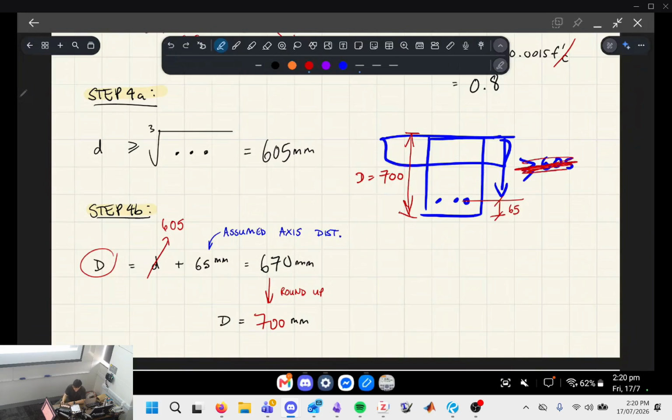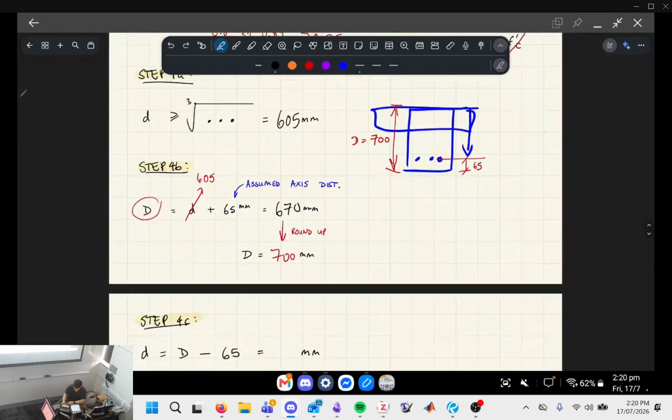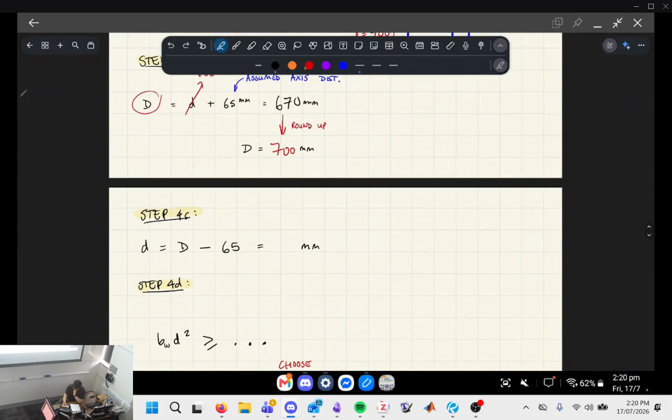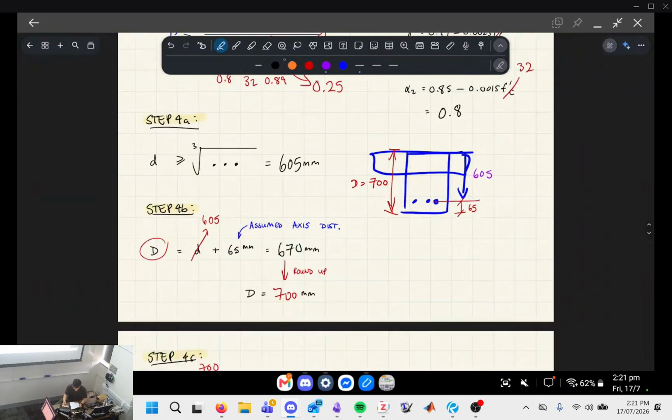Now we want this as a set number rather than as a range. So we go back to 700 and then subtract the axis distance back off, giving us 605. So now we have an actual established dimension, I believe. Is that what I did? Yes, 605.